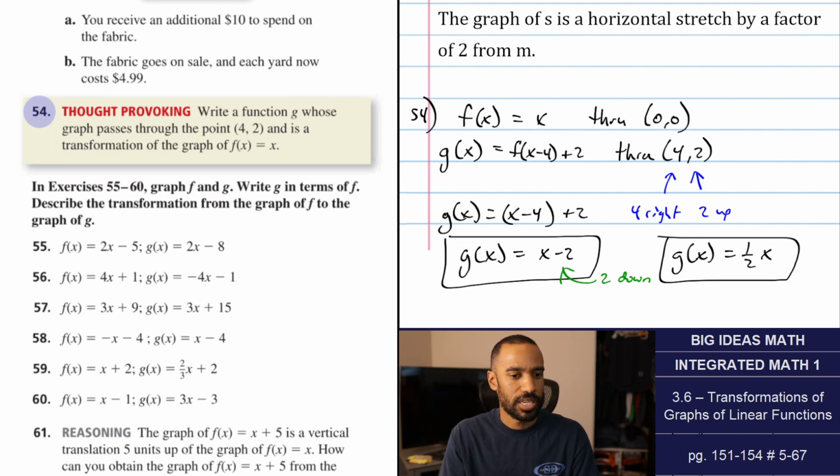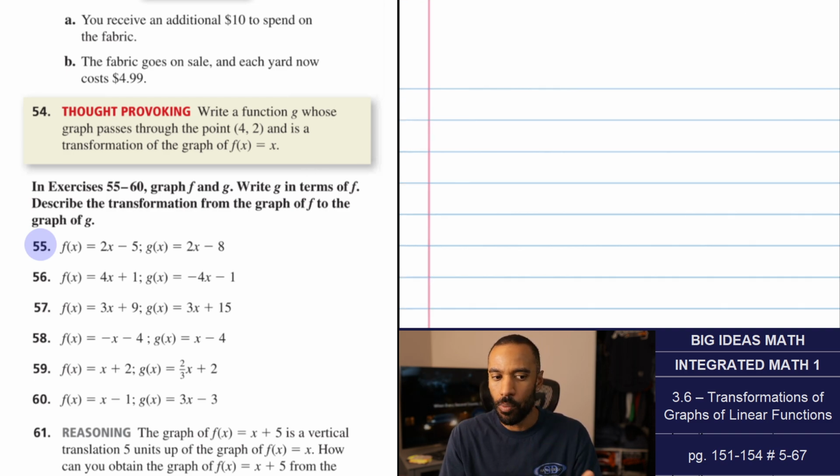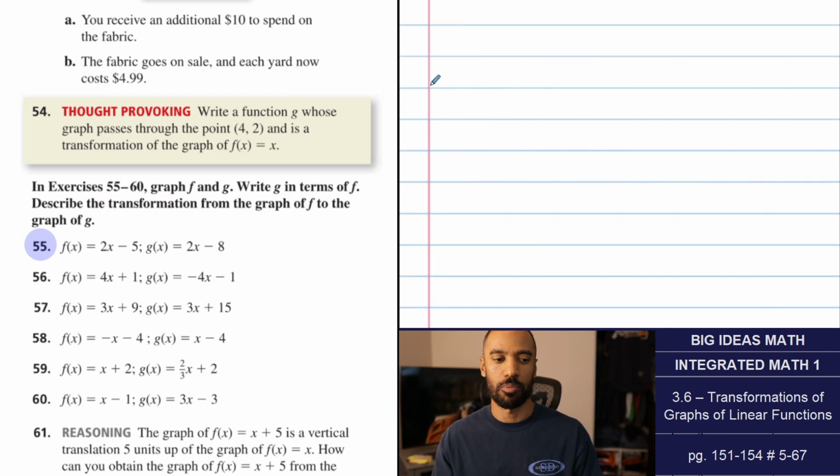Numbers 55 to 60. Graph f and g. Write g in terms of f. Describe the transformation from f to g. Okay. These are like what we did before, only now we aren't starting with that parent function quite as often anymore. We have to get more comfortable doing transformations from one to the other based on what's present.